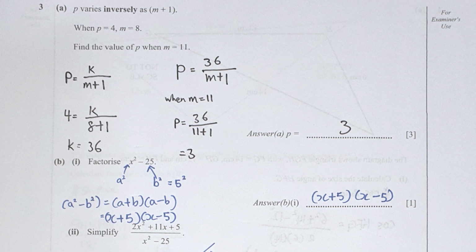As for section B number 1, this is actually using the a squared minus b squared formula, where you're required to change the 25 into 5 squared. After you've done that, now you can break down the equation into x plus 5 and x minus 5.